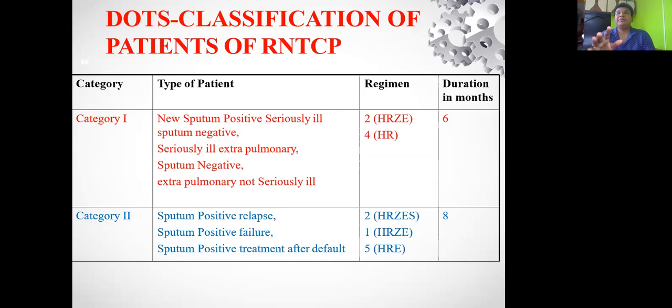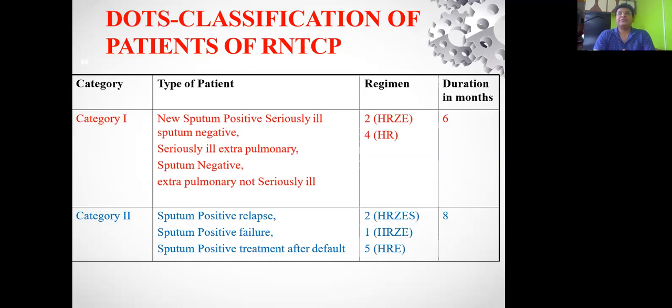In the initiation phase, which extends for 2 months, we have the HRZE regimen. H is isoniazid, R is rifampicin, Z is pyrazinamide, E is ethambutol, which has to be taken for 2 months. This is followed by the maintenance phase, where we have 2 drugs, isoniazid and rifampicin, which have to be taken for 4 months. So the category 1 treatment according to the DOTS and RNTCP program is for 6 months duration.